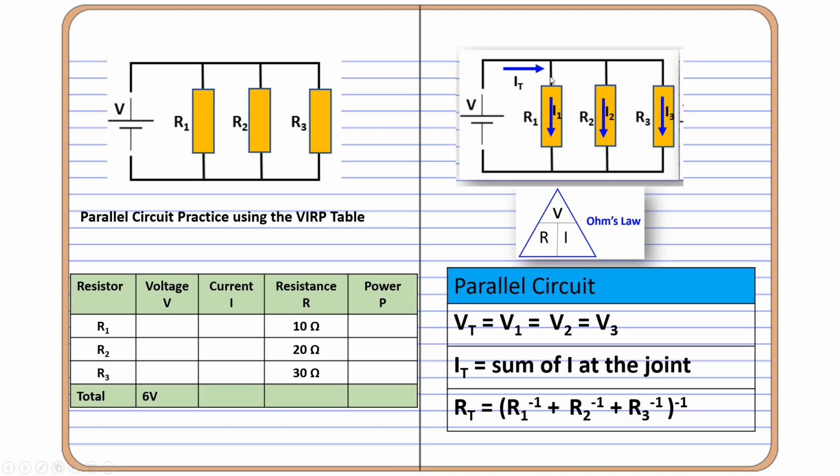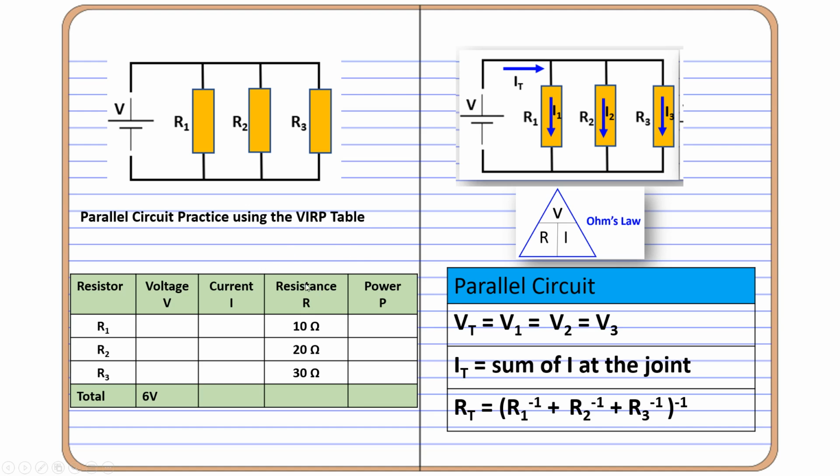The terminals of each resistor are connected to the terminal of the voltage source, and they are connected with each other. The total current is equal to the sum of current at each joint. And the total resistance or equivalent resistance is equal to the inverse of the sum of the inverses of each resistor.